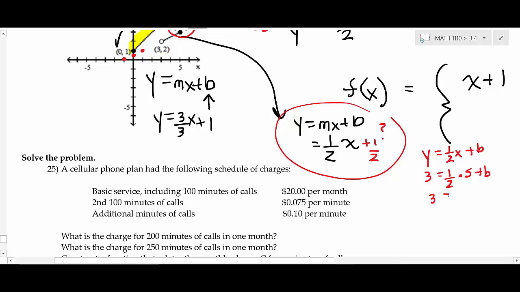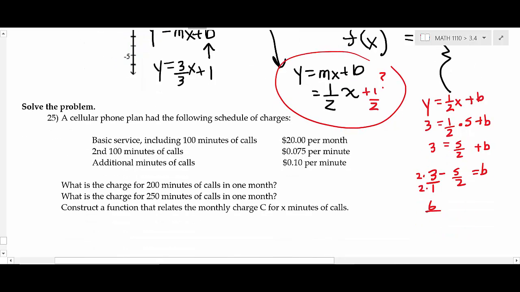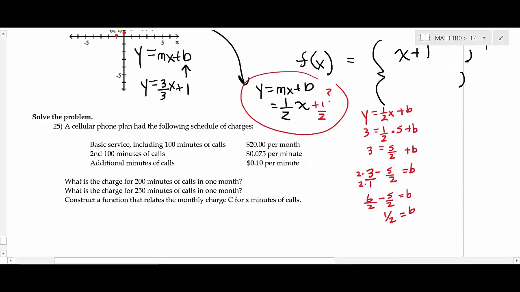So that's 3 is equal to 5 over 2 plus b. Subtract 5/2 from both sides. You're going to have 3 minus 5/2 equals b. You put that over 1. You get a common denominator by multiplying by 2 over 2. That's going to be 6/2 minus 5/2. So that is 1/2. That's what I thought it was, but that proves that it's 1/2.